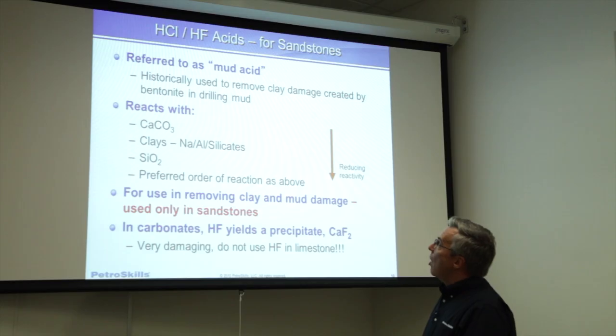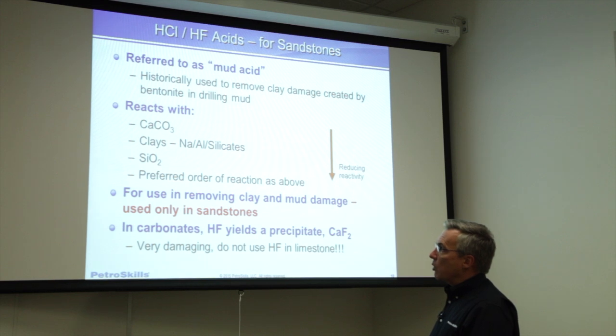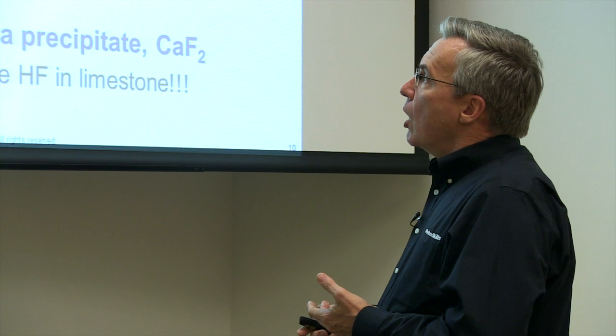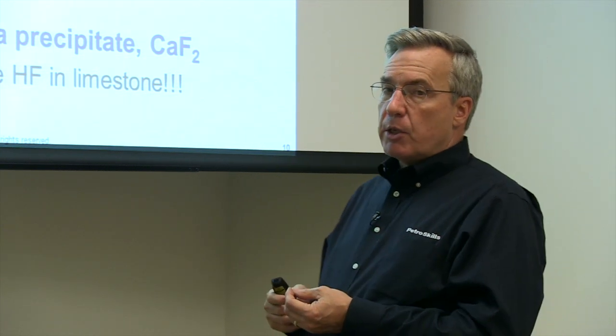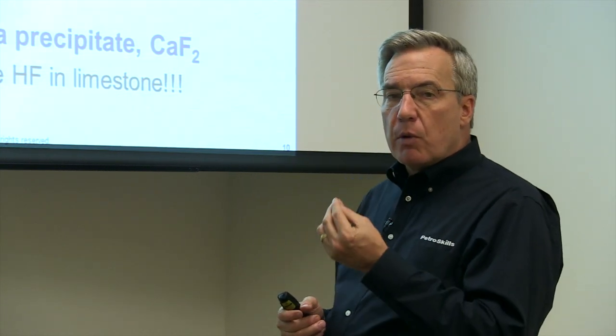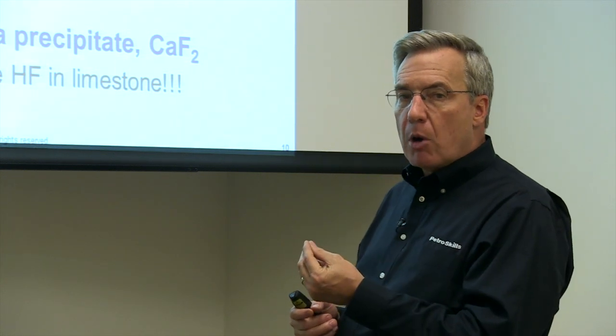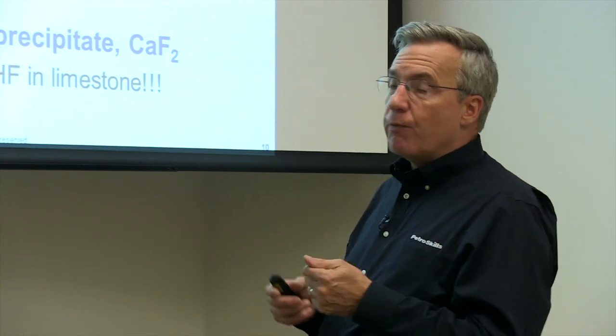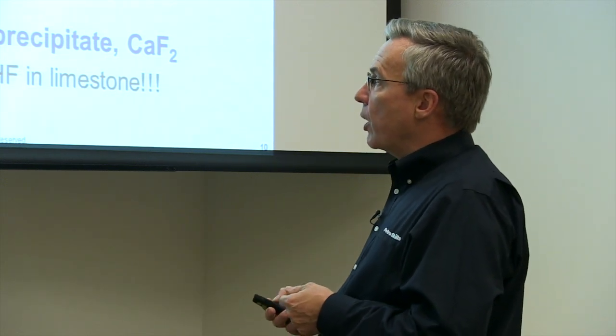Well, HF, hydrofluoric acid, will react with calcium chloride, with calcium carbonate, with clay material, with silicate, which is what our sand grains are made of, and some of these reactions are positive, some of them are detrimental, particularly the reaction with calcium carbonate. When HF acid, that's hydrofluoric acid, reacts with calcium carbonate, it produces a damaging precipitate. And so we would like to avoid that reaction from occurring.